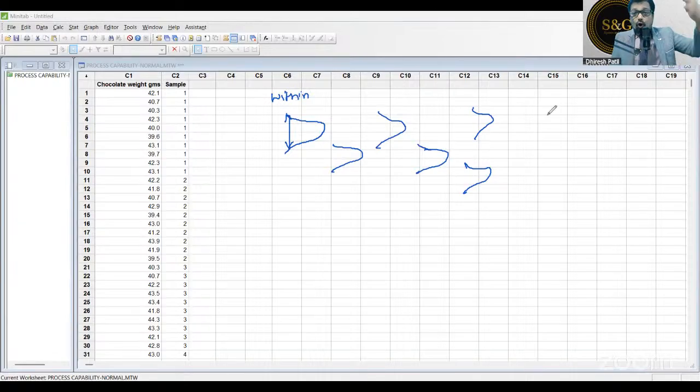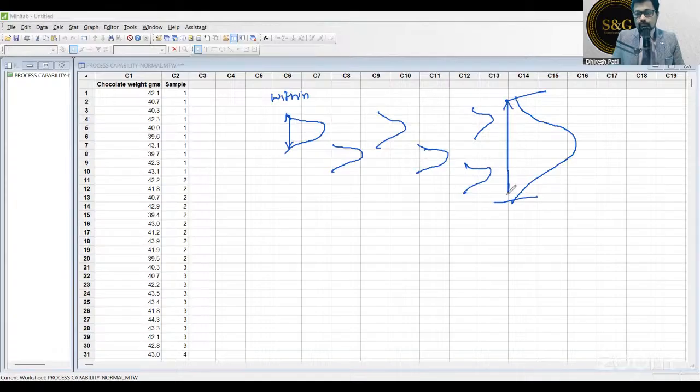And if I add all the 120 samples, this is called overall variation. Are you understanding? If I mix all the 120 chocolates together and treat it as one unit, one sample size of 120, then that is overall variation. So there is one standard deviation which is within: within 1, within 2, within 3, within 4. If I take the average of all the within, that is called within standard deviation. And if I add all the 120 and calculate standard deviation, that is called overall. Are you clear? Just type yes in the chat box.